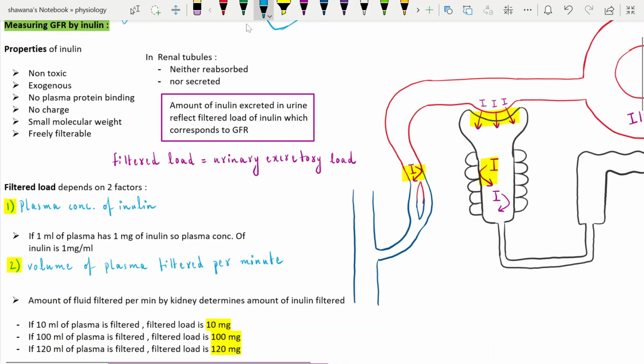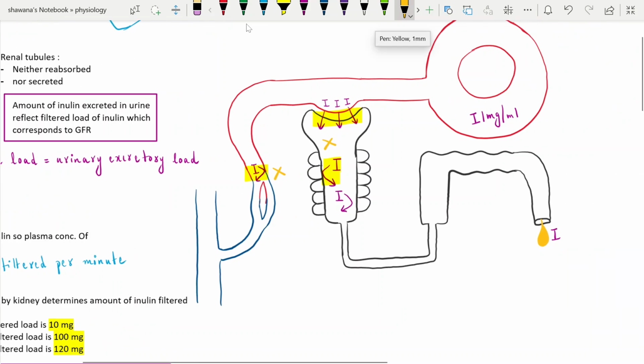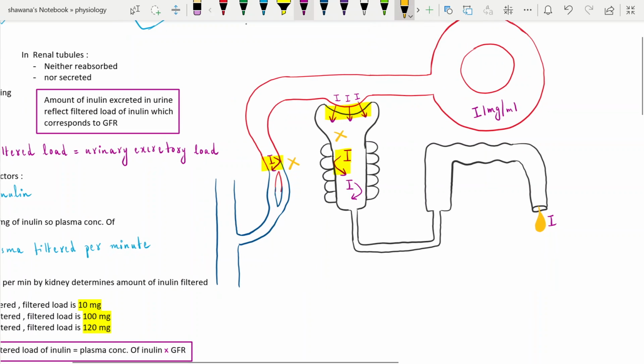And in the renal tubules, the most important property of inulin is that it is neither reabsorbed nor secreted, actively or passively. Regarding these properties of inulin, we can say that the amount of inulin filtered here is equal to the amount of inulin present in the urine. It means that the filtered load of inulin is equal to the urinary load or excretory load of inulin.